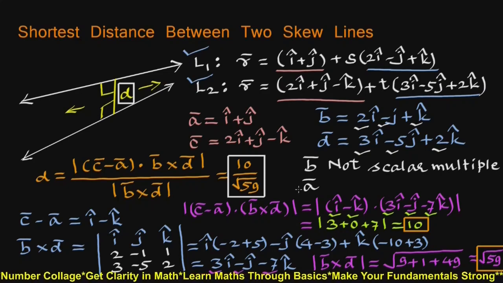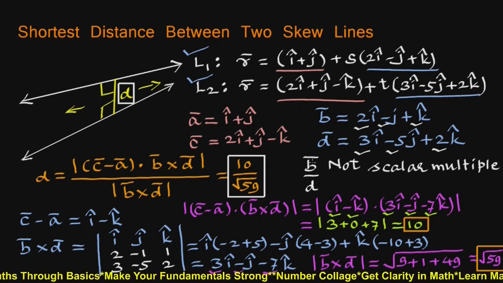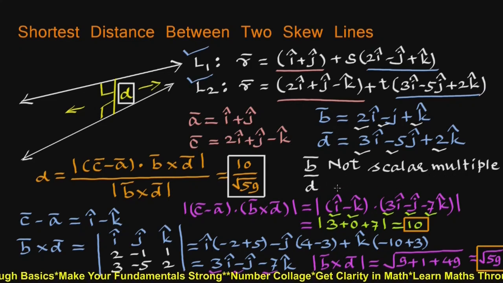There is one correction here. This is not A bar but D bar, and the sentence is B bar is not a scalar multiple of D bar.